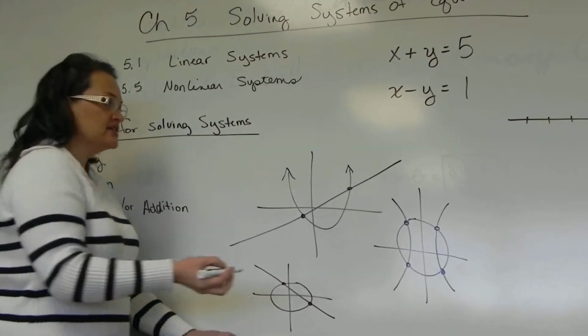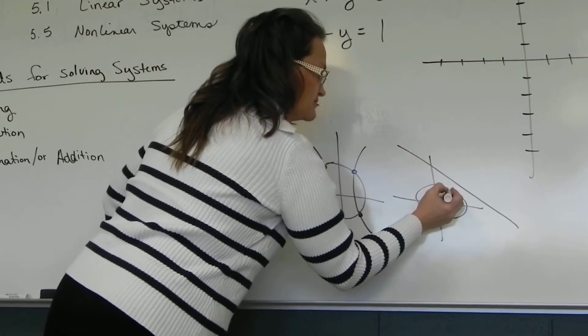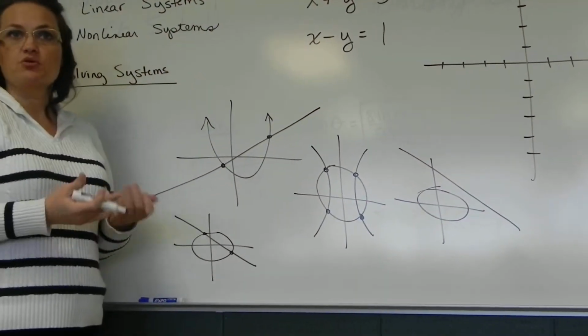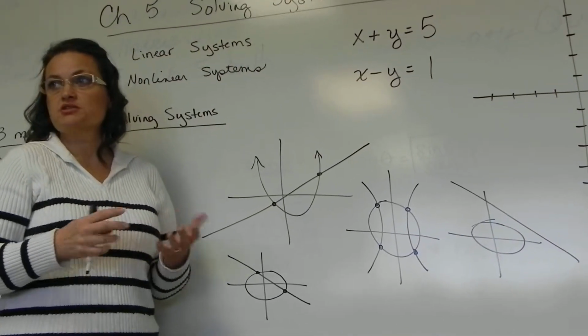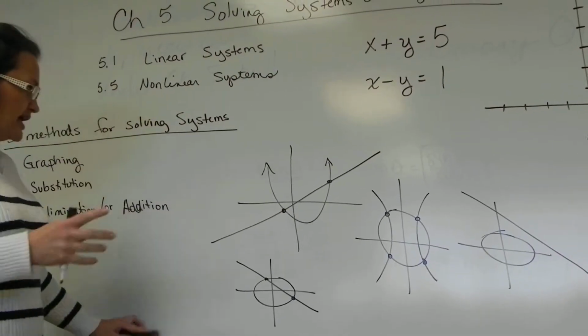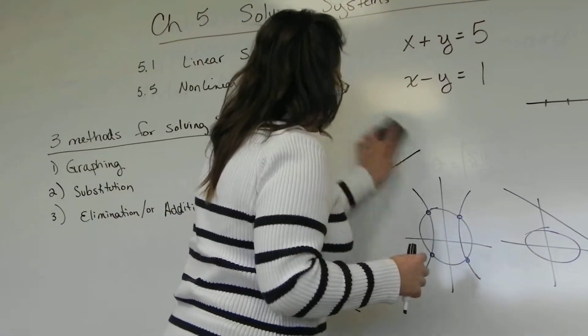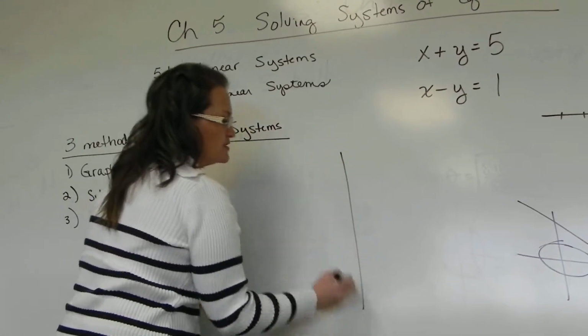But now listen, guys, it may be that you have your ellipse and the line misses it. Sometimes that happens. So there will be no solution if the two equations do not cross one another. So that can happen, and we'll talk about how that looks algebraically. But in today's lesson, we're only focusing on 5.1, which are the linear systems.